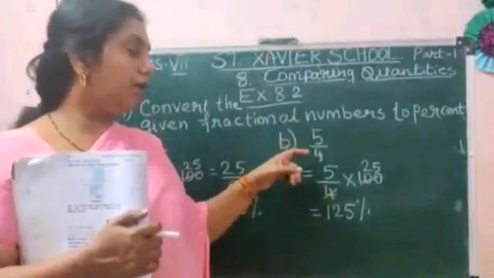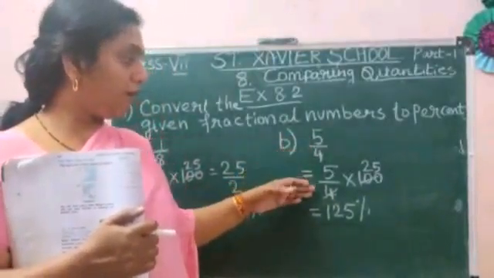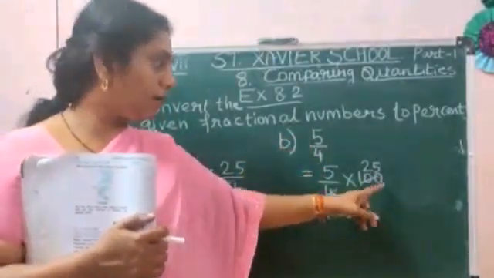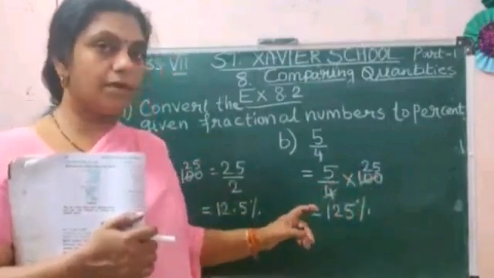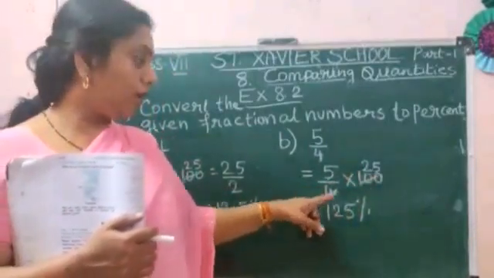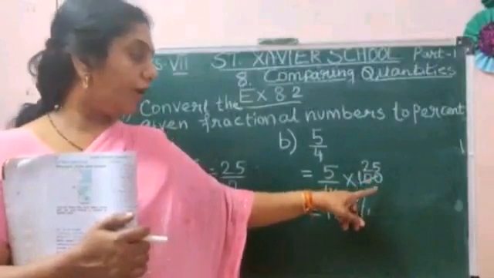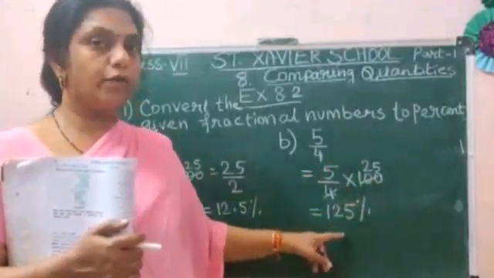Question number B, 5 by 4. 5 by 4 into 100. 4 and 100 can be simplified: 4 ones are 4, and 4 twenty-fives are 100. So 25 fives are 125 percent.